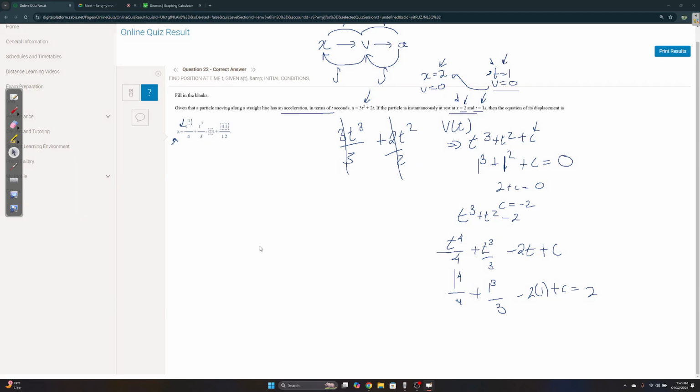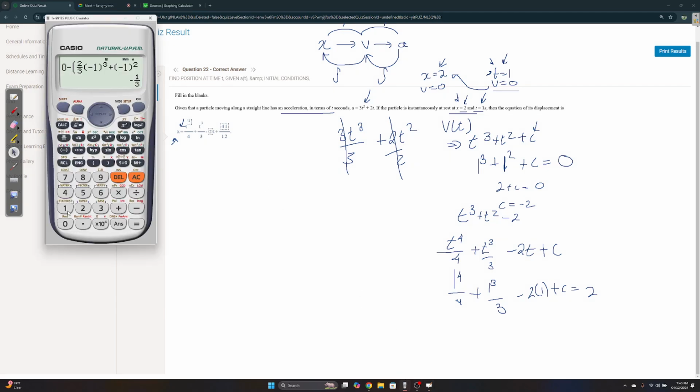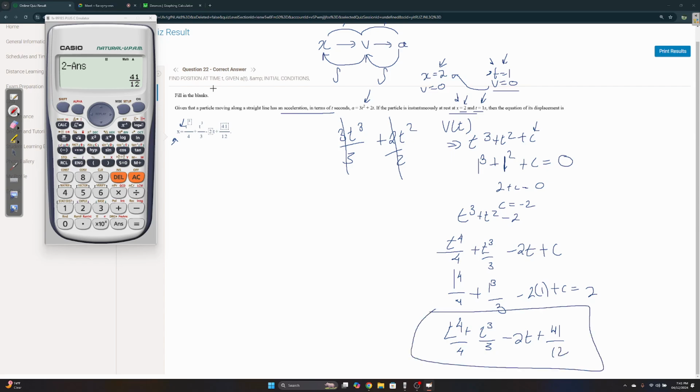Okay, so you do this on your calculator. 1 to the power 4 over 4 is just 1 over 4, plus 1 over 3, minus 2, plus c equals 2. So you're going to get this. How much is this? Okay, and then 2 plus 2, it was minus. Take it to the other side, you have to add it. So you get 41 over 12. I'm just solving equations. So we're going to get c is 41 over 12. So rewrite this. You're going to get t to the power 4 over 4 plus t to the power 3 over 3 minus 2t plus c, which is 41 over 12. And then replace your values. Okay.